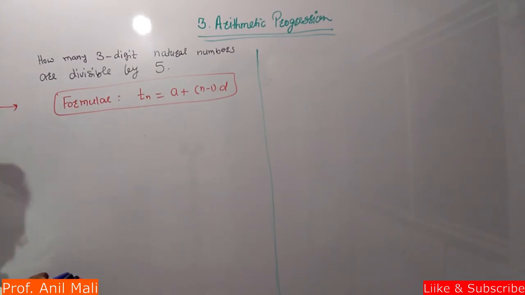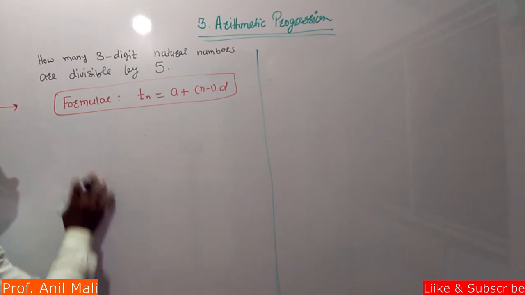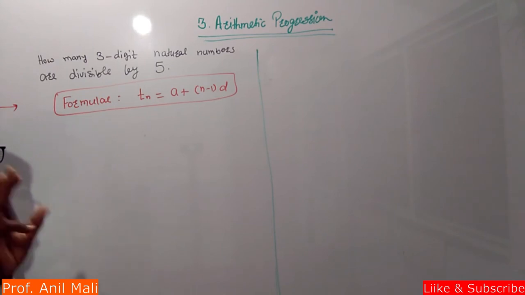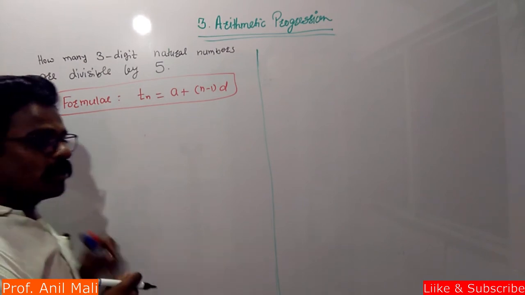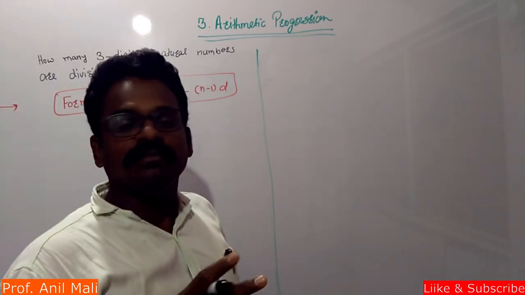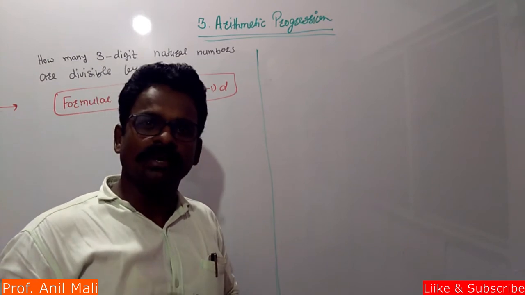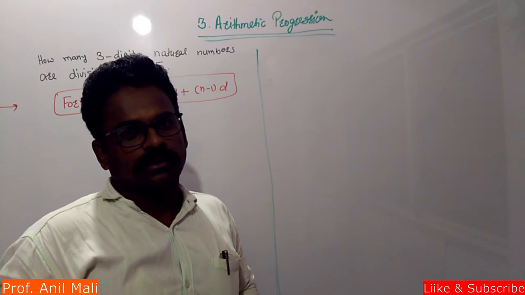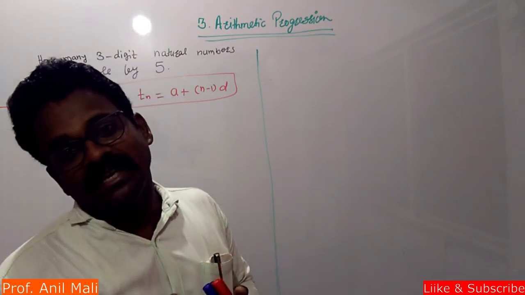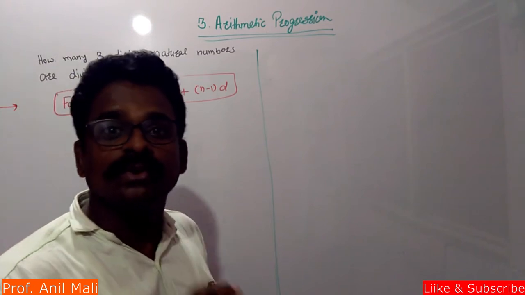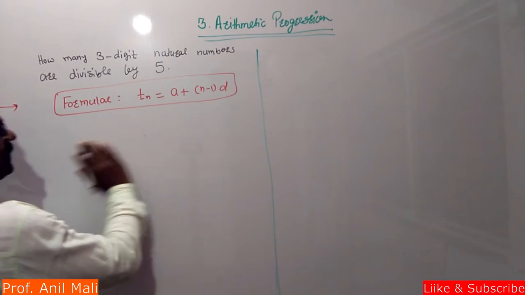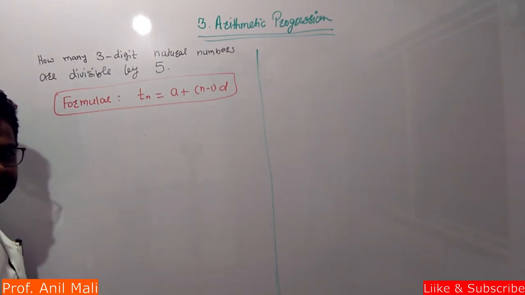Now see here, how many 3-digit natural numbers are divisible by 5? This is the question. 3-digit natural numbers which are divisible by 5. Now first tell me, what is the divisibility test of 5? The number whose unit place digit is either 0 or 5, that will be divisible by 5. So 3-digit numbers start from 100.